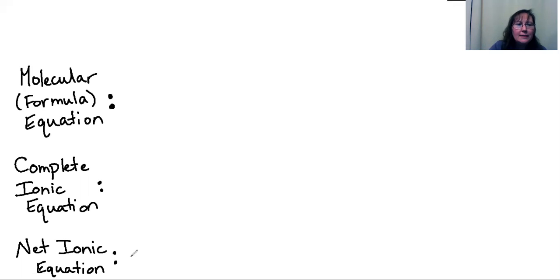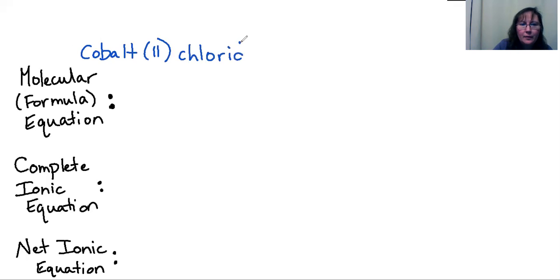Let's write down an official problem as you might see it in what you're working with. Okay, so here's a problem, and it says we want to write the molecular formula equation, the complete ionic equation, and the net ionic equation for the reaction between cobalt(II) chloride and sodium hydroxide.